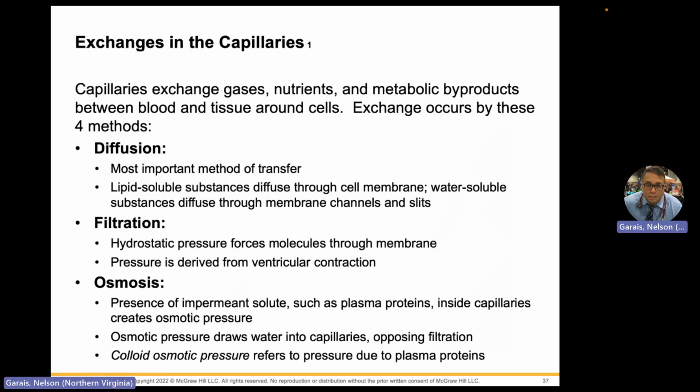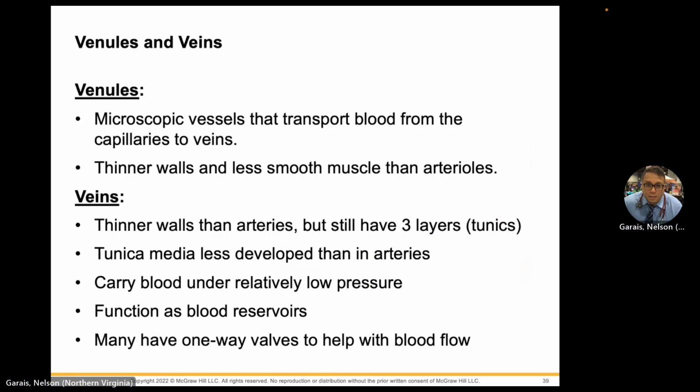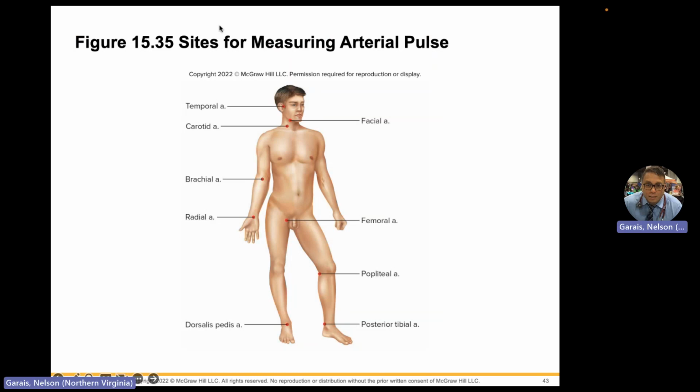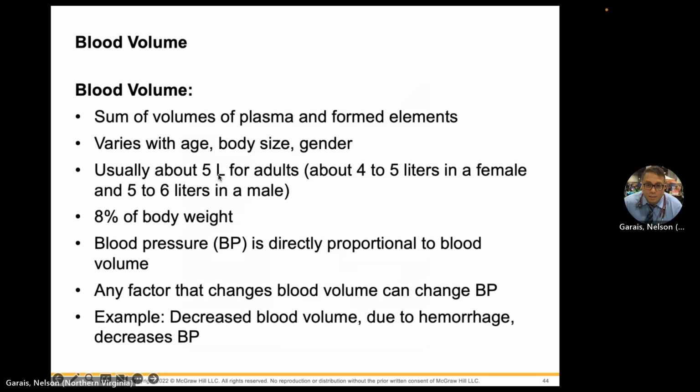Know your definitions of diffusion, filtration, and osmosis. These are all passive systems from an area of high concentration to an area of low. Blood pressure, we already talked about. Pulses, think arterial. Blood volume, typically 5-6 liters for a typical 70 kilogram male, which is around 144 pounds.